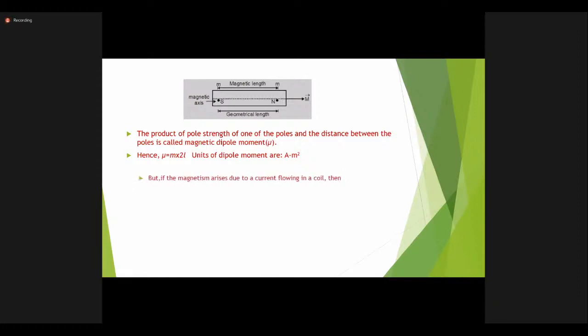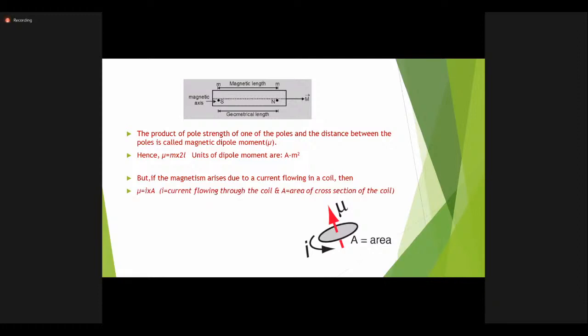Next. In some cases, magnetism can also be created by application of a current, by flow of electric current. In such cases, the definition of magnetic moment or magnetic dipole moment is, please see, if current is flowing in a circular loop, then magnetic field is generated. The product of the current flowing in the loop and the area of cross section is called magnetic moment or magnetic dipole moment.